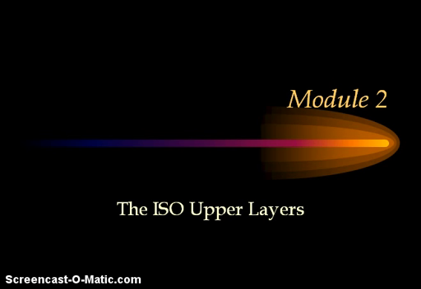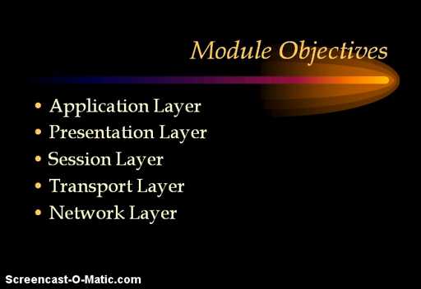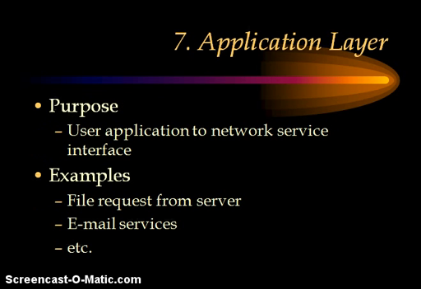In the ISO upper layers, as we have already seen, the upper layers include network, transport, session, presentation and application. Let's explore these layers. The main purpose of these layers is the user application to network service interface. For example, FTP, that is a file request for a server, email servicing, etc. This is all about the application layer.